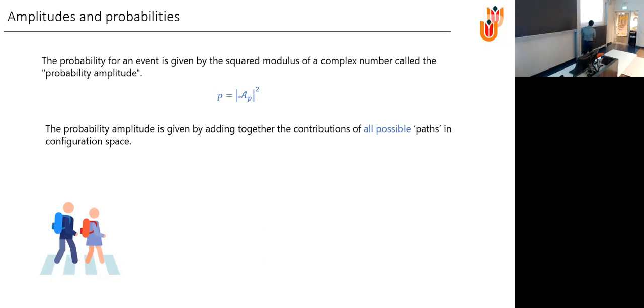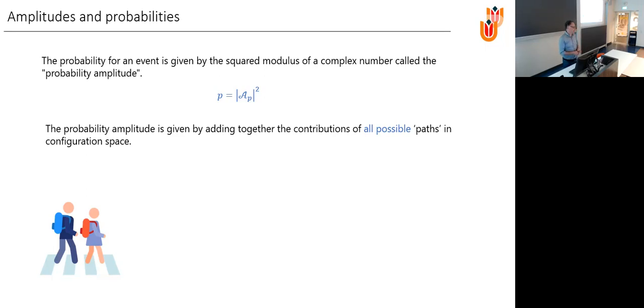The rule that is associated with these amplitudes is that we can calculate the probability for a certain event by adding together the contributions of, to use a very complicated statement, all possible paths in configuration space. Ignore the term. It just means that if an event can happen in a few distinct ways, then you have to take them all into account. So you have to keep all possible ways an event can happen into account.